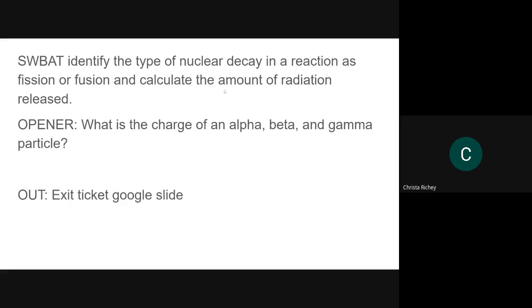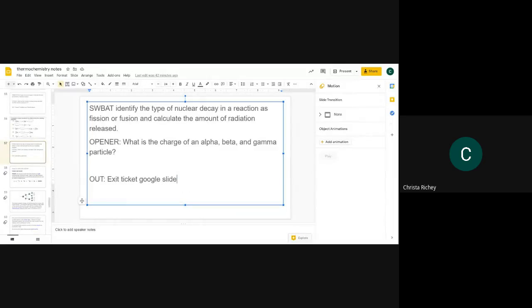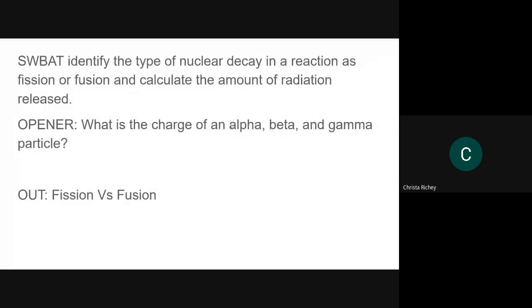So if you've not, oh, this is not right. That is not the right slide. It is not the exit slide. It is these, those were the ones from before. What was this? Yes, this is fission versus fusion. I put the wrong thing on here. Let me fix it. All right, we already did the exit ticket. We did it together.